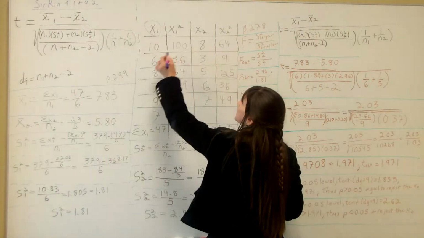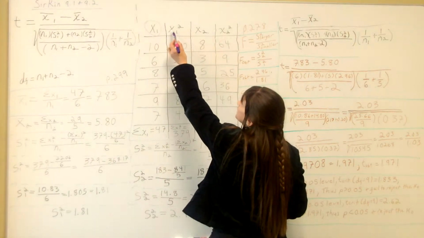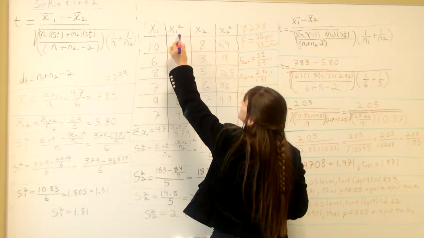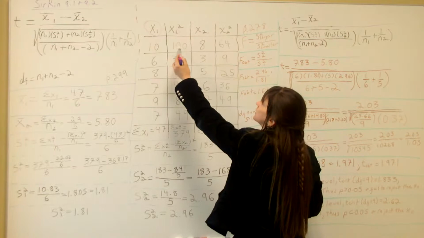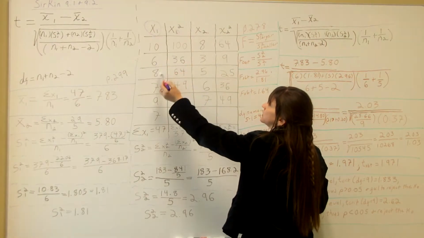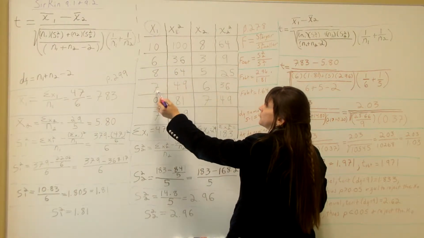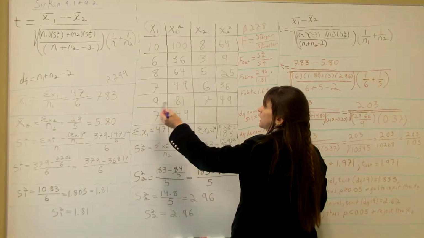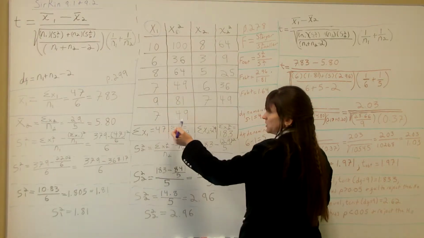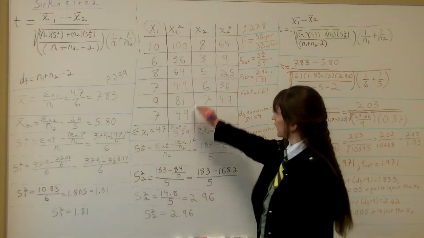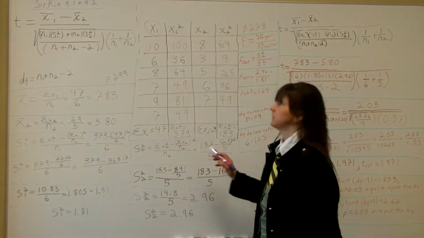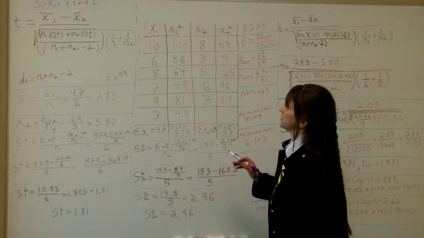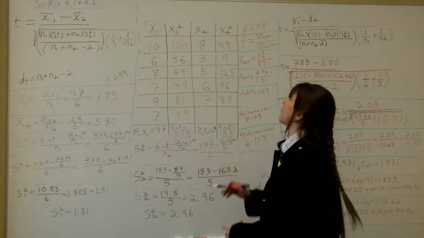10 times 10 equals 100. All this means is your sample 1 squared. That's what that number means. So 10 times 10 is 100, 6 times 6 is 36, 8 times 8 is 64, 7 times 7 is 49, 9 times 9 is 81, 7 times 7 is 49. When you add all these numbers together, you get 379. Again, this is the same data that's in your textbook on page 299.